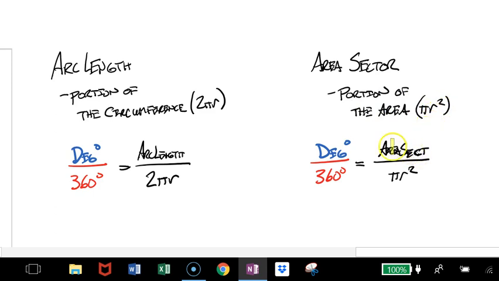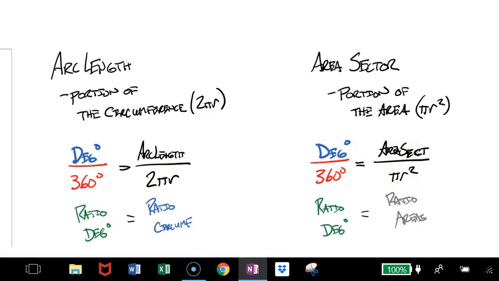So really what we're doing is we're setting up a ratio of the area of the sector to the full area of the circle, and arc length, the distance on the edge of the circle, to the full distance around a circle, the circumference 2 pi r. To create a proportion, we create a ratio of degrees, and we set them equal to either the arc length over 2 pi r or the area of a sector over pi r squared. So we have this ratio of degrees to ratio of circumferences. For area of a sector, we have a ratio of degrees to ratio of areas.